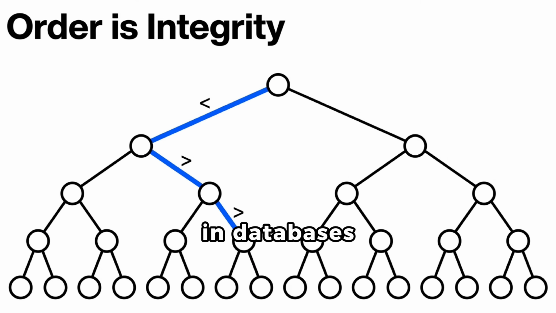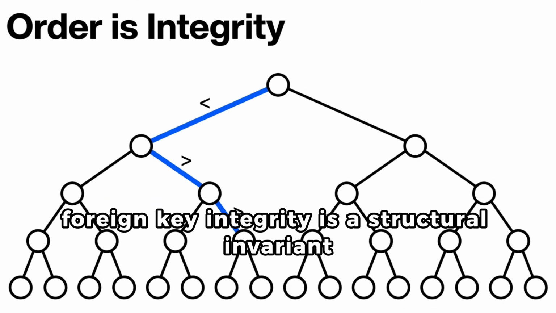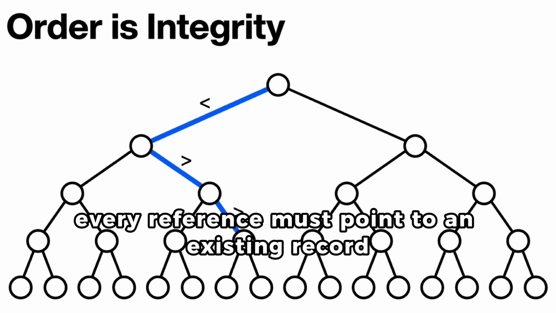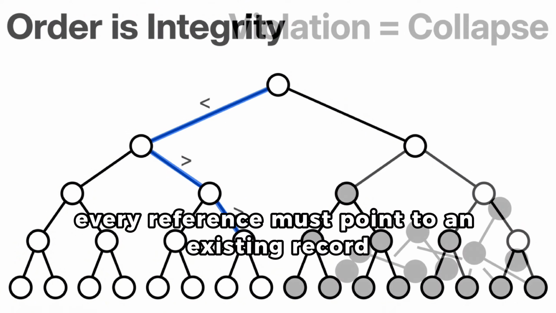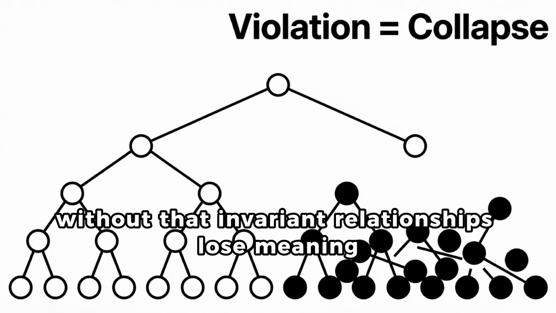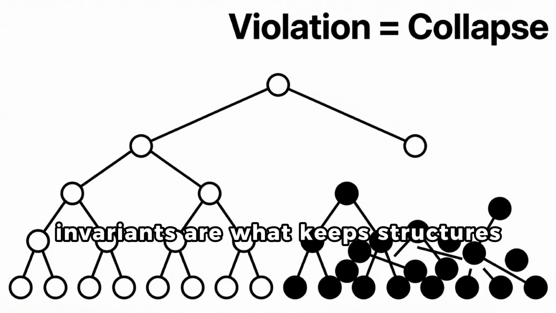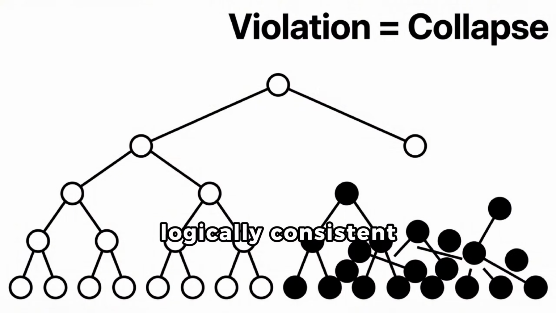In databases, foreign key integrity is a structural invariant. Every reference must point to an existing record. Without that invariant, relationships lose meaning. Invariants are what keep structures logically consistent.